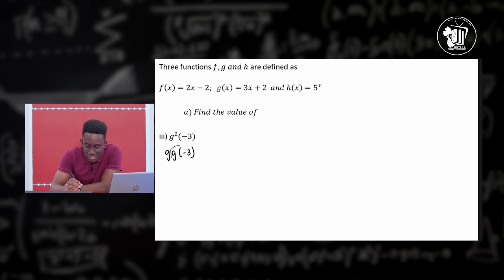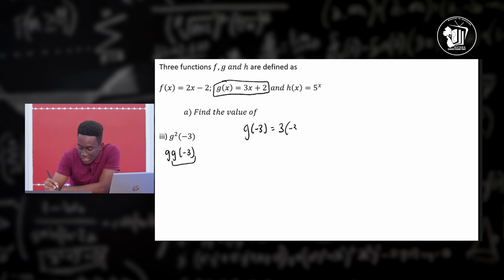So what we're basically doing is taking the function g of negative 3 and putting it inside the function g, putting it inside itself. So what you need to find first is g of negative 3. So g of negative 3 would be equal to, we're dealing with the function g of x, so it's 3 multiplied by x. Instead of x, we'll have negative 3, plus 2. So 3 times negative 3 would give me a negative 9, plus 2. Negative 9 plus 2 would give me a negative 7. So g of negative 3 would be equal to negative 7.